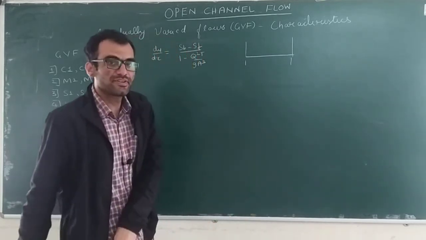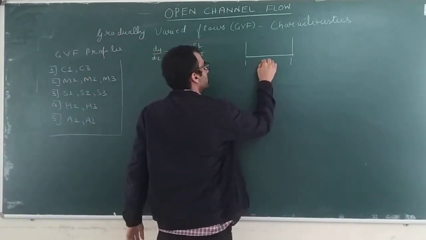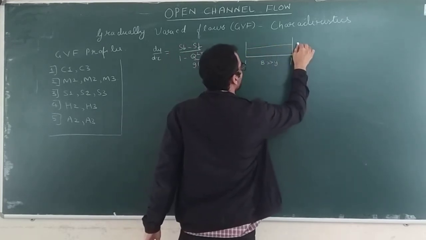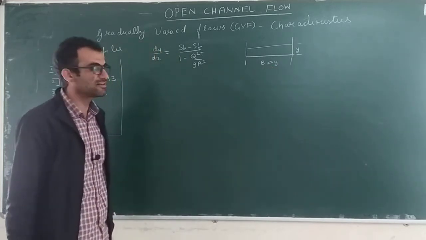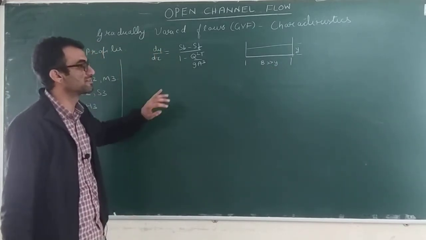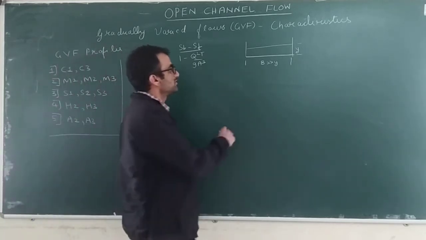So for that purpose, we will consider a wide rectangular channel. Wide rectangular channel means the base width is very high, greater than the depth of the flow. This kind of wide rectangular channel we will consider for the study, because it simplifies the equation. We have to simplify this equation into as simple a form as possible. We will do that.